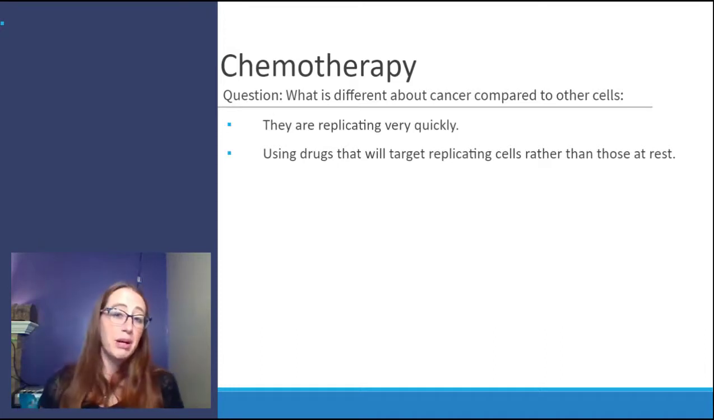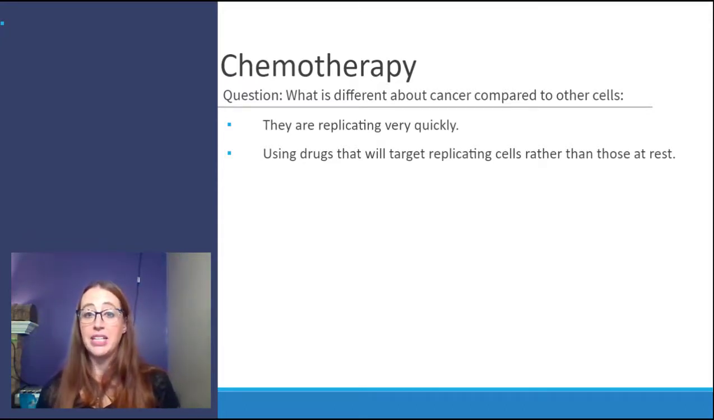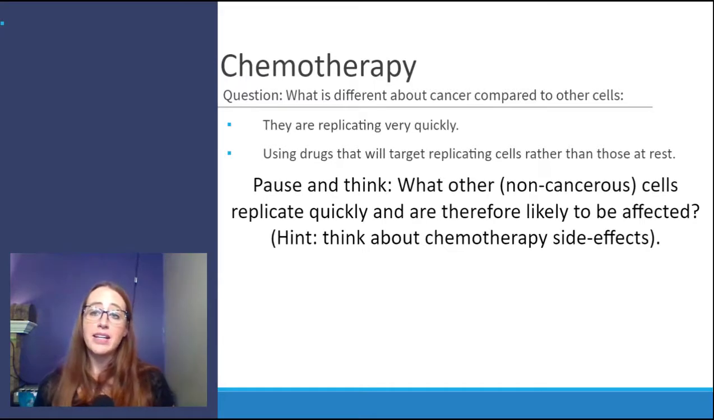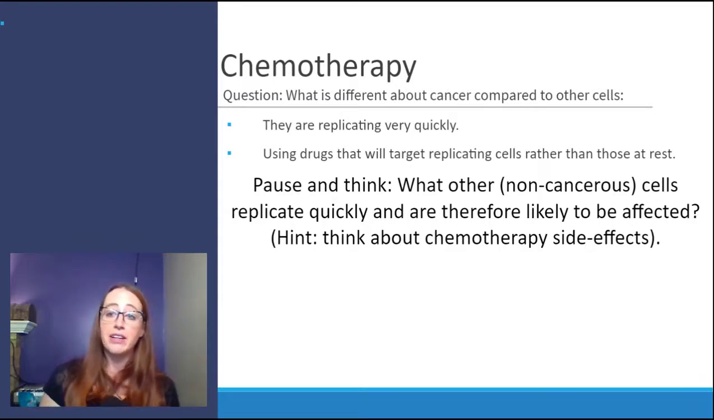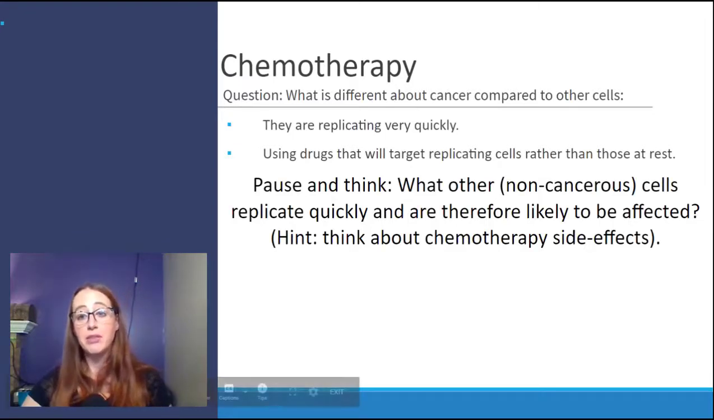Okay, but there's a problem with this too. And that is that although there are many cells in our bodies that don't replicate very quickly, there are many others that do. Now pause and think about what other non-cancerous healthy cells are likely to be affected and how this can affect the person. If you need a hint, you can also work in reverse and think about what side effects come with cancer treatments and therefore what cells are being affected. Come back in a few minutes for some answers.